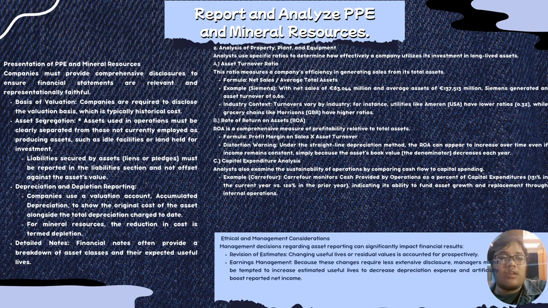And after the asset turnover ratio, there is also the rate of return on assets, or ROA. ROA is a comprehensive measure of profitability relative to total assets. The formula for ROA itself is profit margin on sales multiplied by asset turnover. Under the straight-line depreciation method, the ROA can appear to increase over time even if income remains constant, simply because the asset book value, or the denominator, decreases each year.